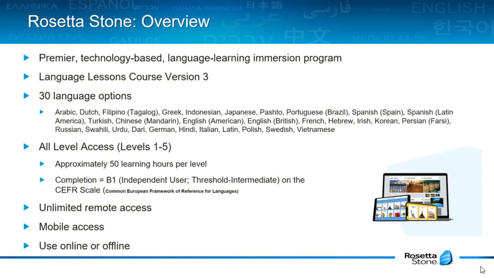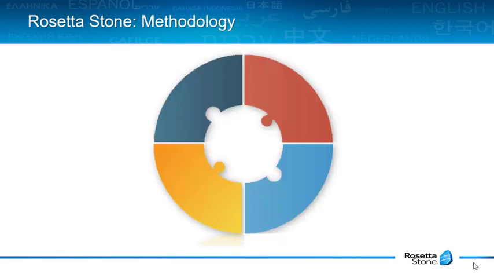Rosetta Stone gives you the ability to study one or multiple languages among 30 languages, from English to Italian, from French to German, and many others. Majority of the languages consist of 5 levels that take you to B1 level upon completion. You can access Rosetta Stone anytime, anywhere by using its mobile app, either online or offline.